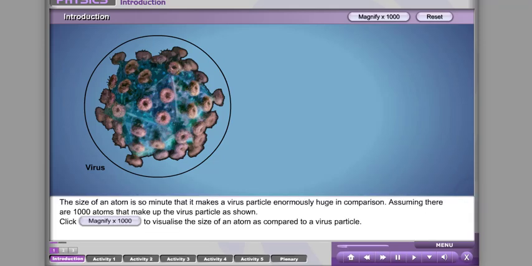The size of an atom is so minute that it makes a virus particle enormously huge in comparison. Assuming there are 1000 atoms that make up the virus particle as shown, click the Magnify times 1000 button to visualize the size of an atom as compared to a virus particle.